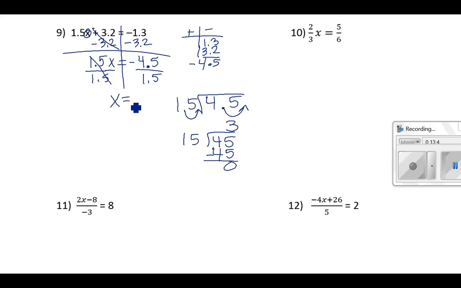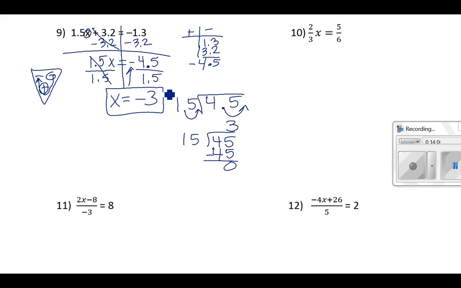So I come back up to my problem, bring down the equal sign. I have to remember I have a negative and a positive through division. So a negative and a positive gives me a negative. So negative 3 would be my answer.